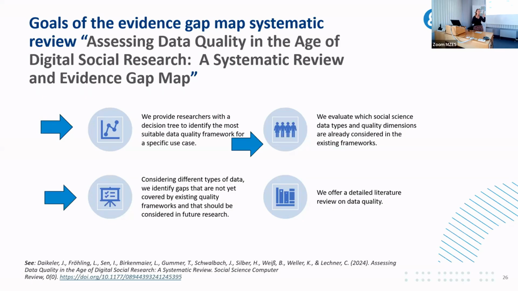So we wanted to make a point, what is out there, what is not out there, and wanted to provide the researcher with help how to find the perfect framework. And the last goal was then targeted on the systematic review part, which is we offer a detailed literature review on data quality. This is then more the part where the systematic review comes into play, where we qualitatively describe all the frameworks we found.